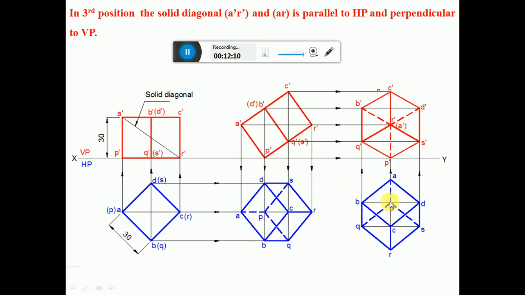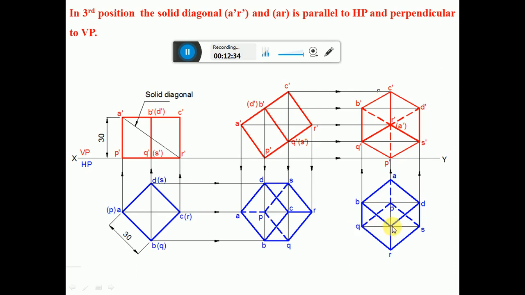From P you cut an arc on the left side to get this point B, and from P you cut an arc on the right side. You will get D. Similarly, from C you also draw a horizontal line. From C you measure the distance from C to Q and also C to S by using the compass. From C you cut an arc on this side to get the point Q.